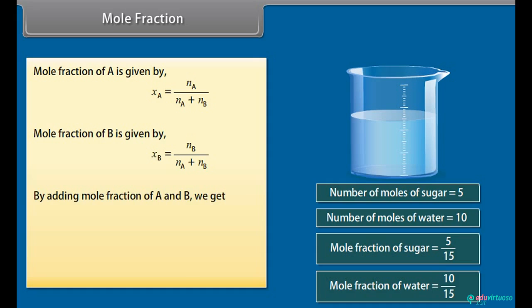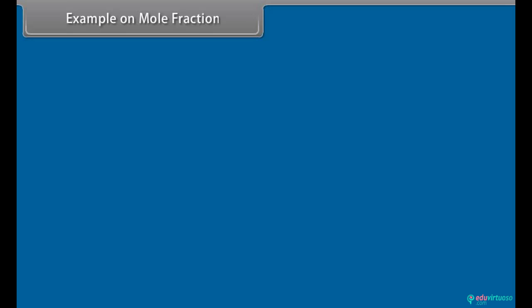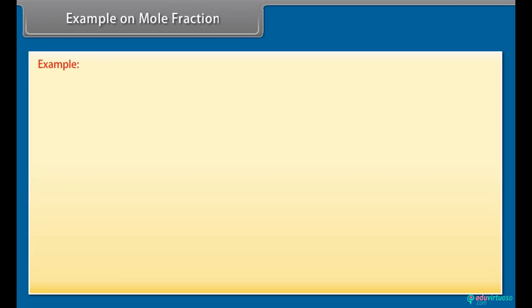By adding mole fraction of A and B, we get Xa plus Xb is equal to 1. It implies that the sum of mole fractions of all the components in a solution is always unity. Example on mole fraction. Let's take an example of mole fraction.